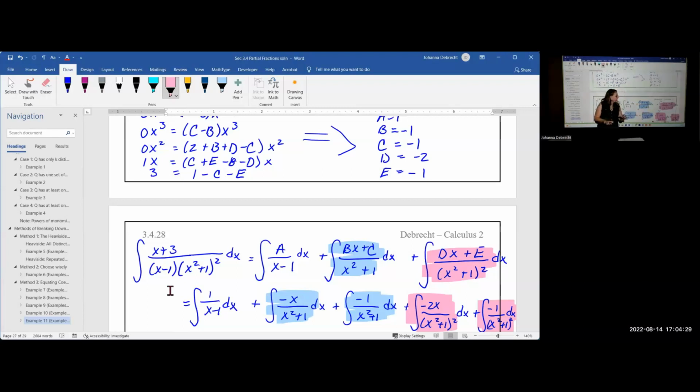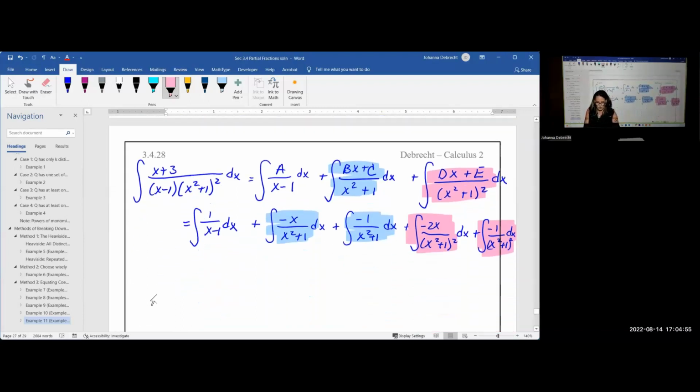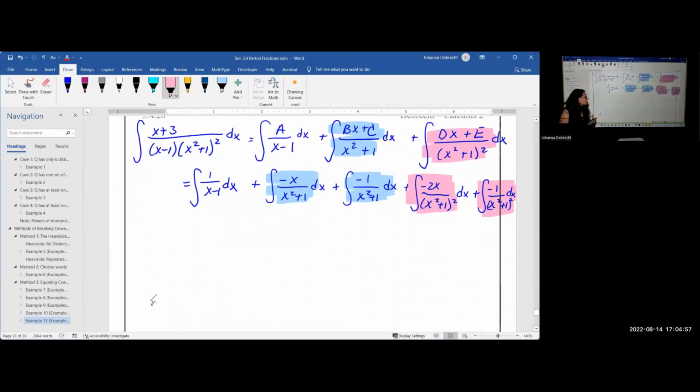Now you'll notice that what I did was I split this integral into 2 separate integrals. So I have the negative x over x squared plus 1 and the negative 1 over x squared plus 1. I did the same thing for the d and e, which was negative 2x minus 1 over this x squared plus 1 quantity squared. I split it into 2 separate integrals, 2 separate fractions. Now, why would I do that? What's the purpose for splitting it up? Well, I need to split it up in order to integrate it.